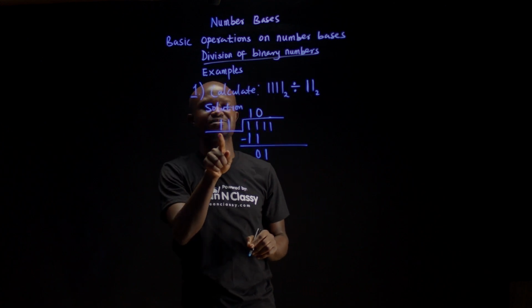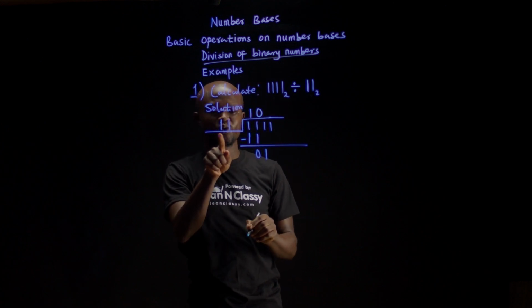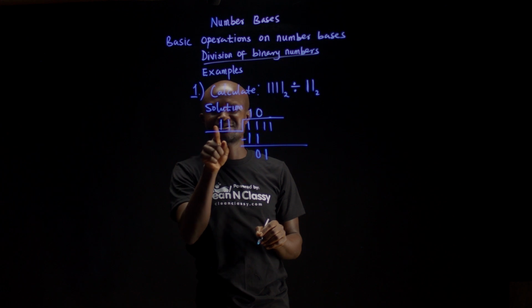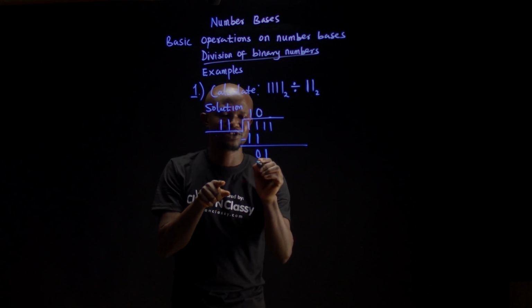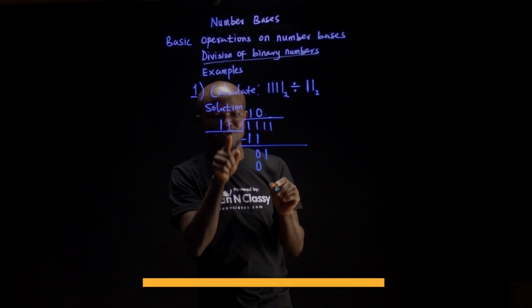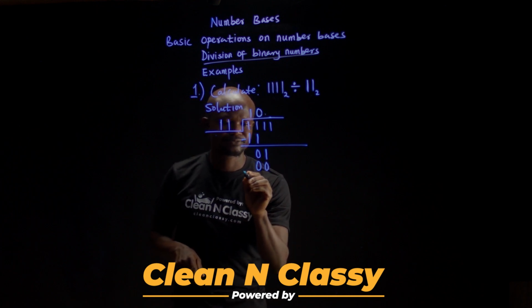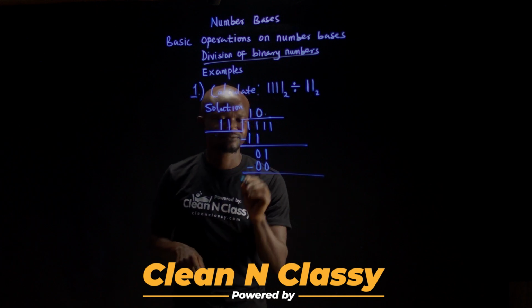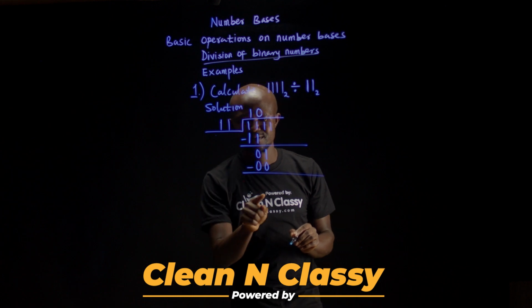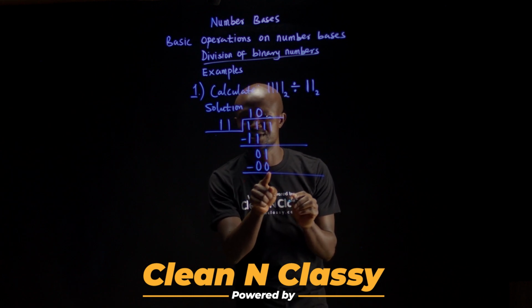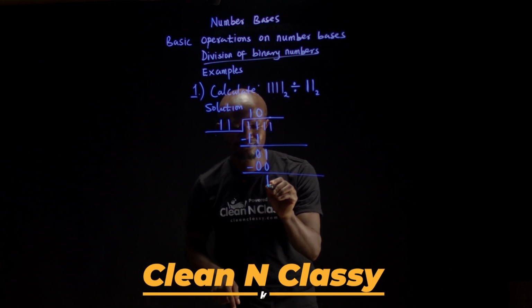0 times 1, what do we have? 0 times 1, we have 0. 0 times this one also, we have 0. So we take away. Taking away, what do we have? We are going to have 0, 1 minus 0, 0. That is going to be 1.